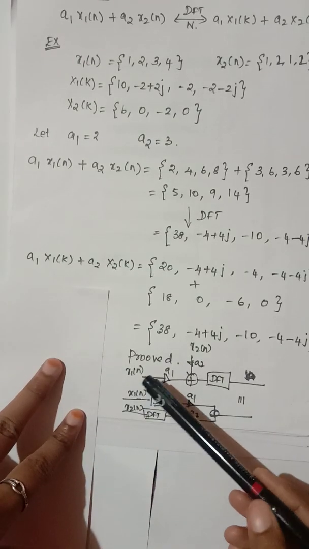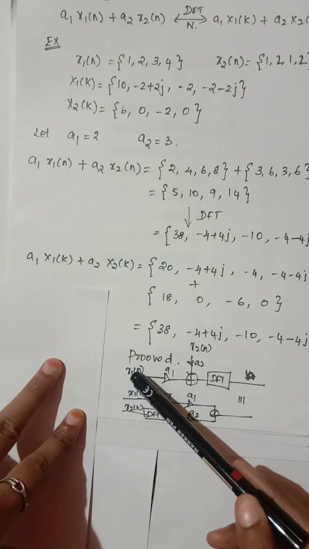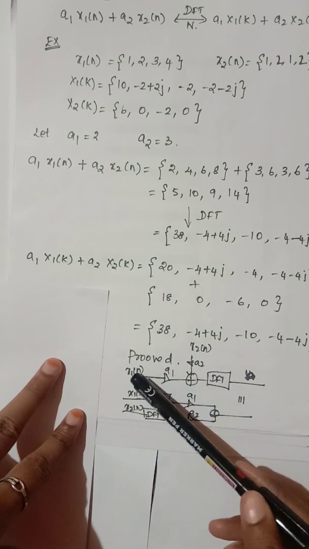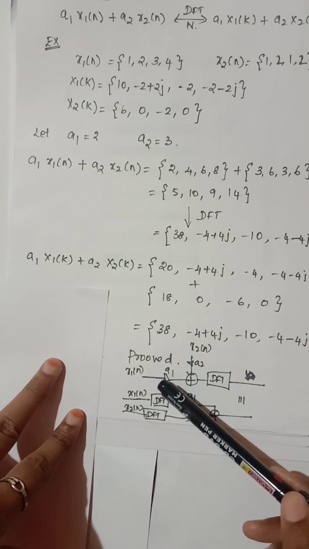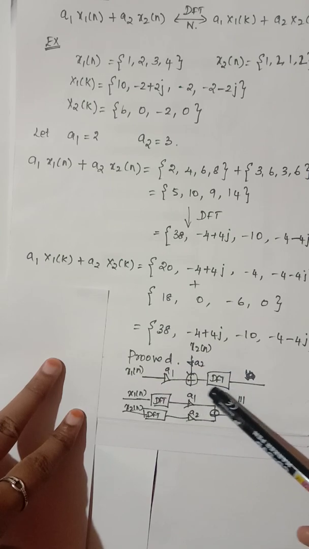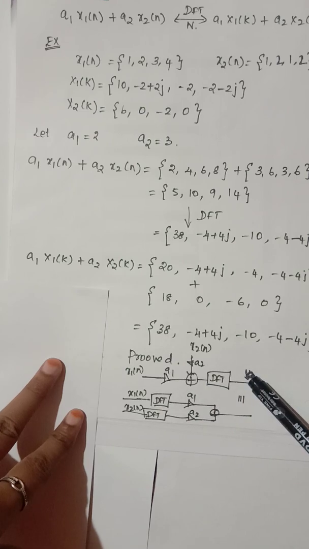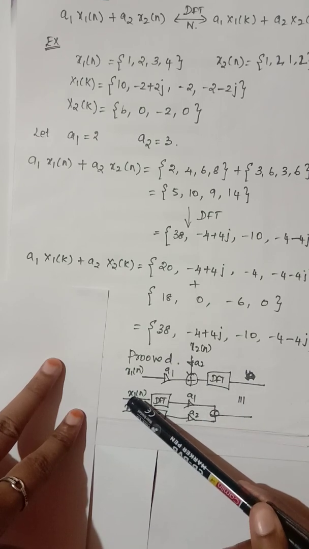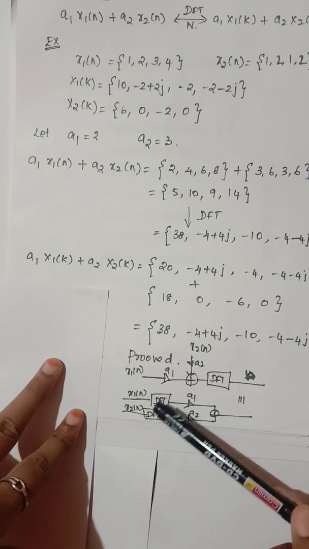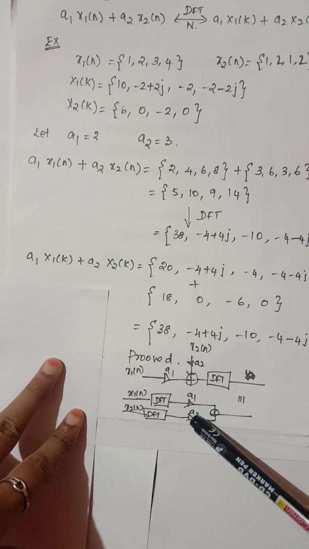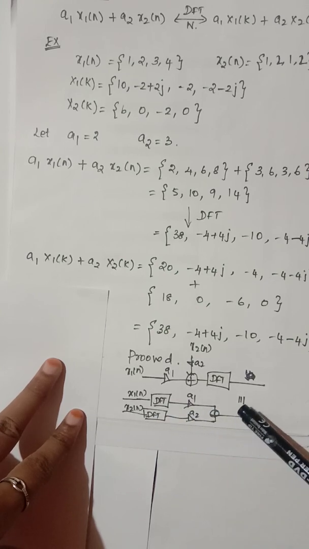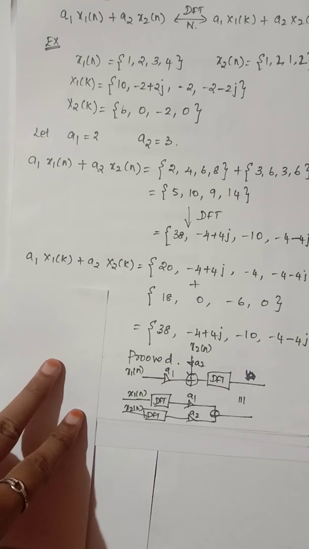So see here, we are going to perform addition of two signals x1 of n and x2 of n. Before addition, I am going to perform multiplication by a1 and a2. Then I am performing DFT. The result will be the same when we perform x1 of n and its DFT, x2 of n and its DFT, then multiply by the corresponding a1, and the other result by a2. When you add them, both the results of these two blocks will be the same. That is the linearity property.